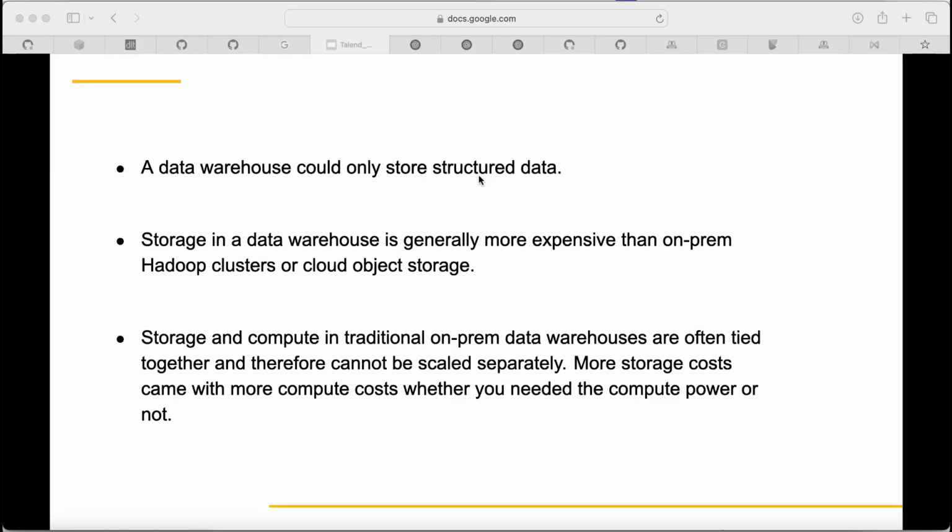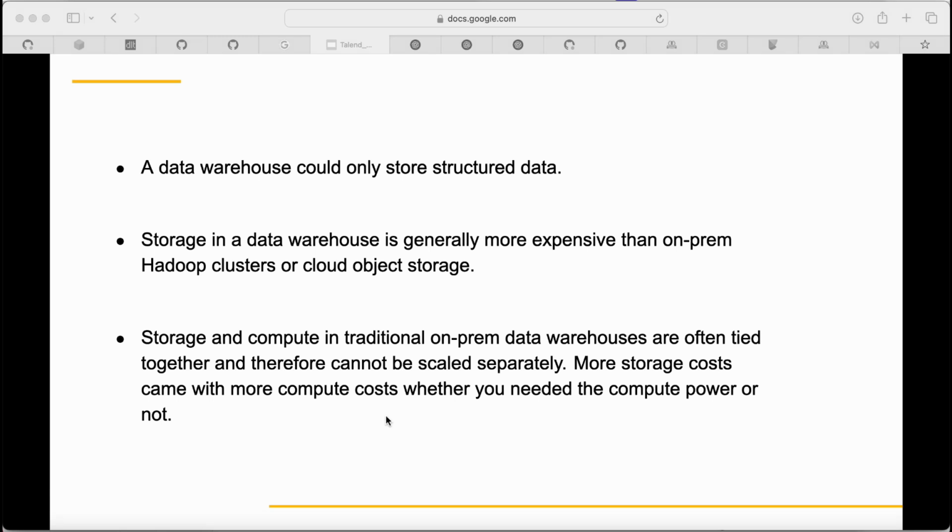Alright, let's continue our discussion. As per our previous discussions, we understood that a data warehouse could only store structured data. Storage in a data warehouse is generally more expensive than on-prem Hadoop clusters or cloud storage objects. Storage and compute in traditional on-prem data warehouses are often tied together and therefore cannot be scaled separately. More storage came with more compute costs, whether you needed the compute power or not. So these are the fundamental problems we have with the existing data warehouse.